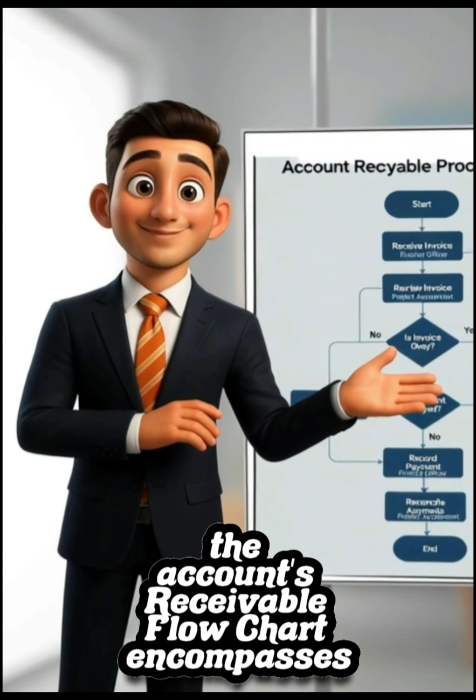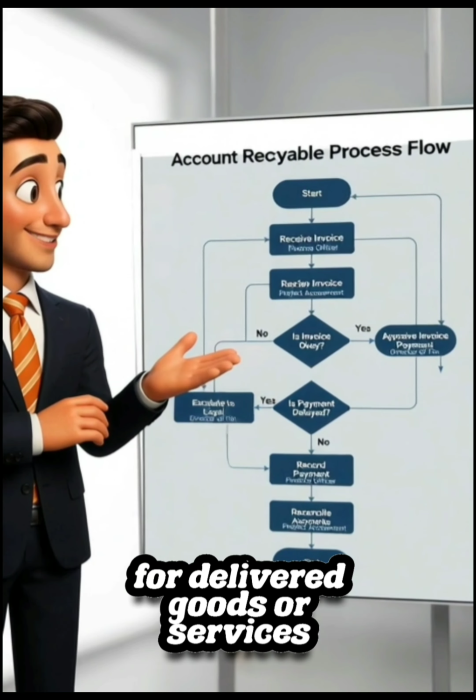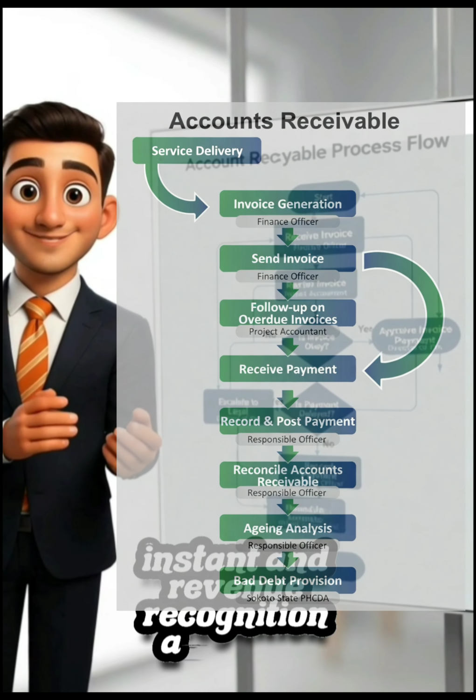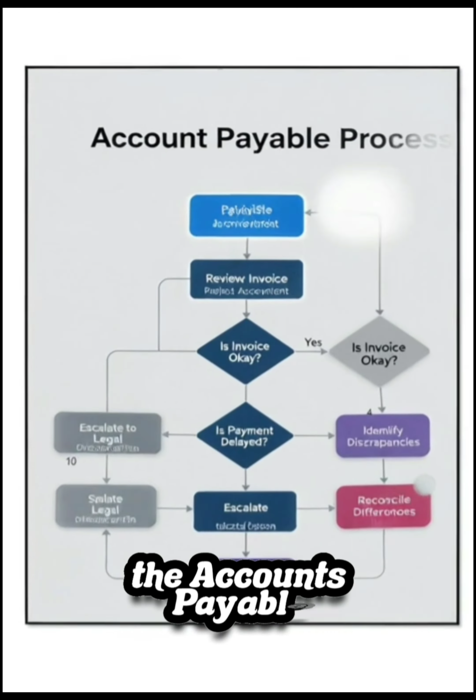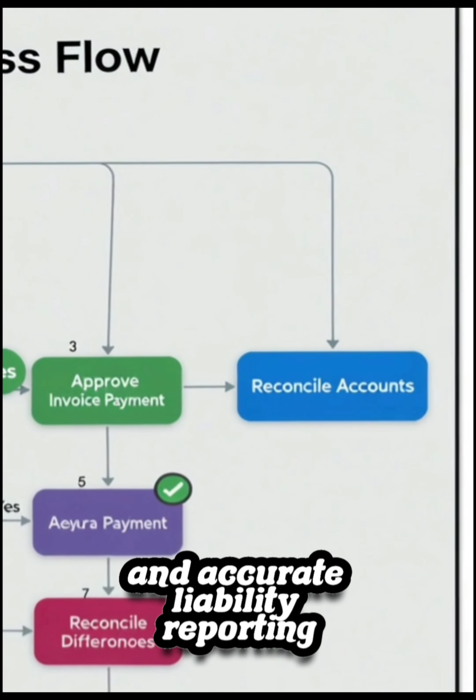The accounts receivable flowchart encompasses tracking and collecting amounts due from customers for delivered goods or services, including impairment assessment and revenue recognition accuracy. The accounts payable flowchart demonstrates the process of receiving, approving, and recording obligations to suppliers and vendors for goods and services already delivered, typically resulting in scheduled payments and accurate liability reporting.